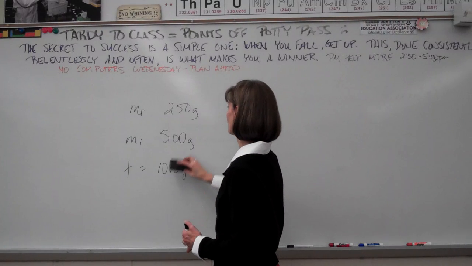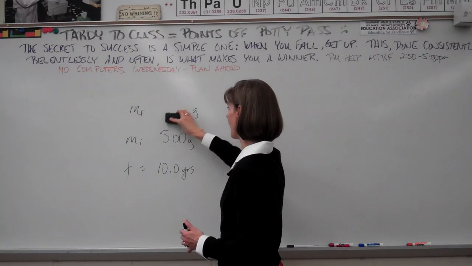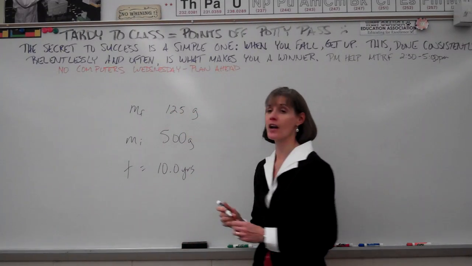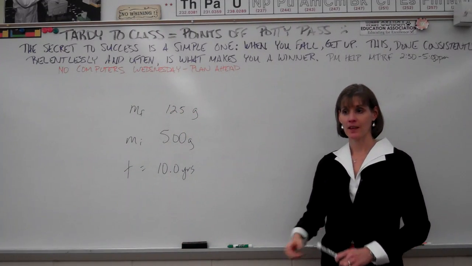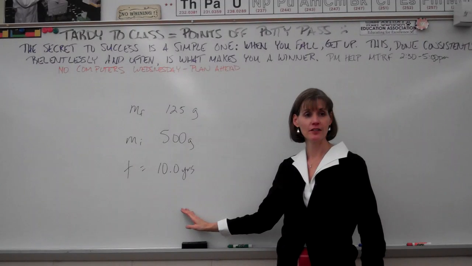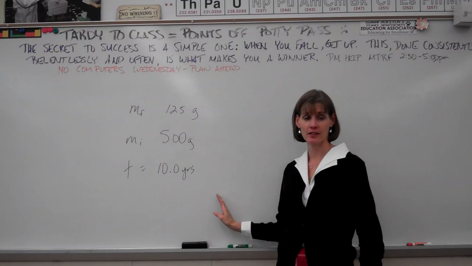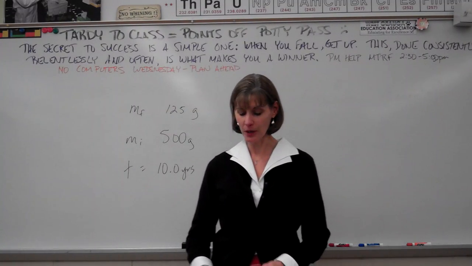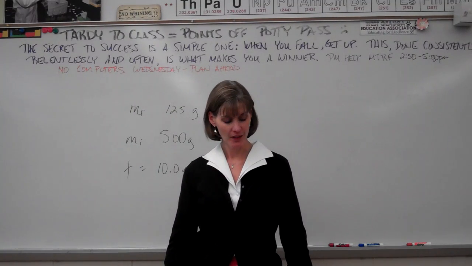Okay? What if this was 125? You had 2 half-lives. That would be 2 half-lives in a 10-year period. So each half-life is 5 years, not 20, 5 years. Okay? It'll be a problem that's that easy.